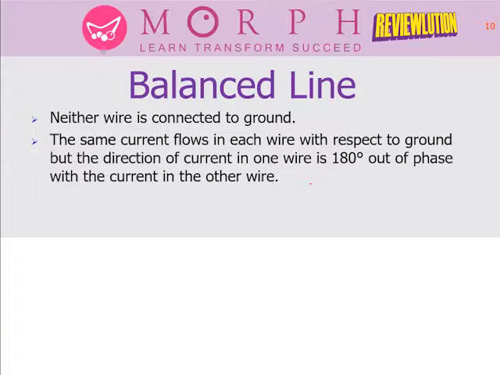So both conductors carry current, the same current flows in each wire with respect to the ground, but nobody is grounded. But the direction of the current of one wire is 180 degrees out of phase with the current of the other wire. So it means na dalawang kuryente, one actually goes from source to load, and the other is a return from load back to source. So opposite yung direction nila, and out of phase yung mga waves nila.